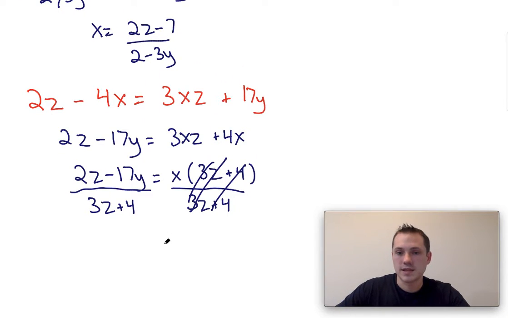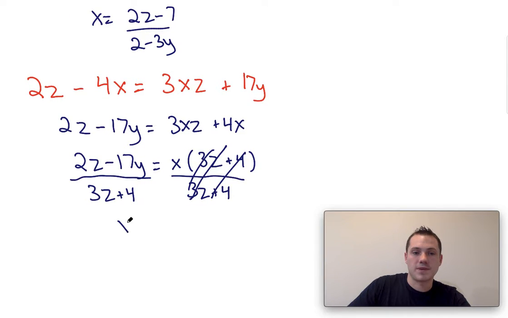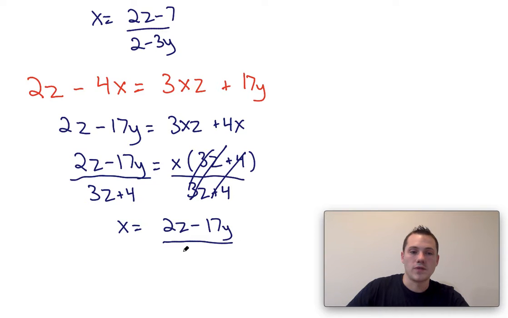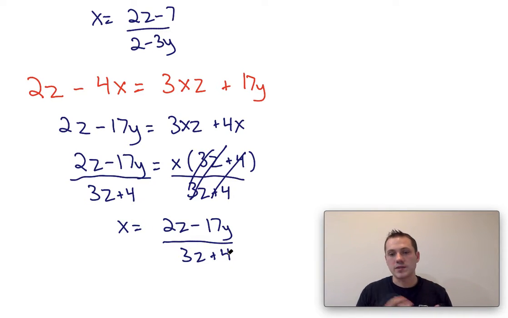And when I do, you can see that it crosses off, and I'm left with my final solution of x equals 2z minus 17y over 3z plus 4. And there you have it. That's how you solve an equation with a variable that appears in multiple terms.